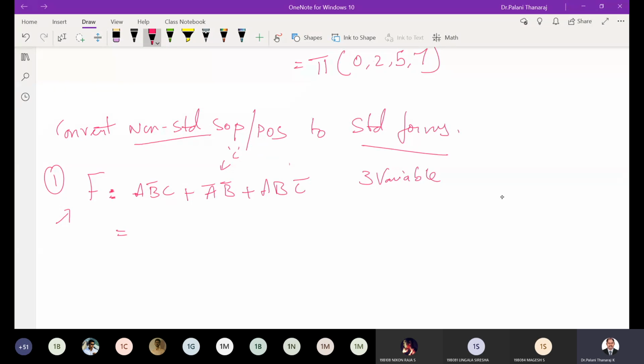I came to know that the second product term does not have C. Any suggestions from you on how to make it a standard form? Any trick comes to your mind? I don't have to worry about the first and the third term because they are in proper form, because they have all the variables. Add C and its complement.